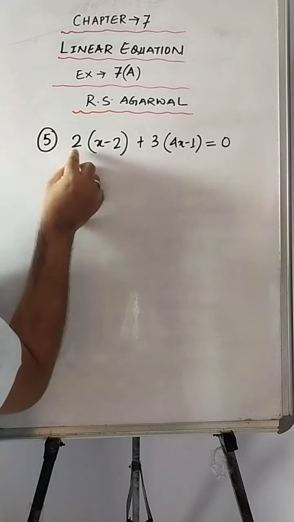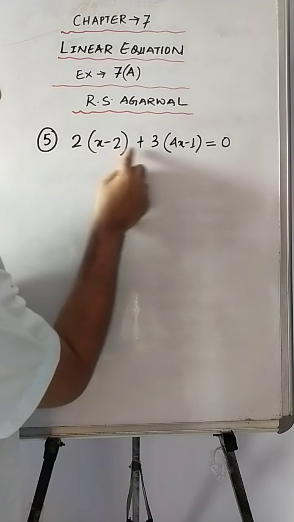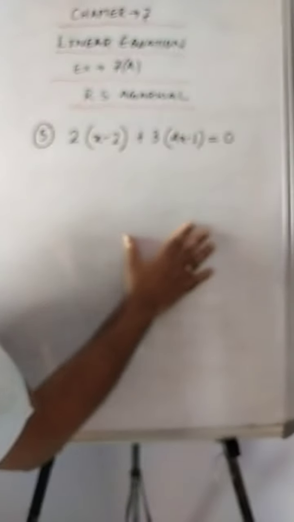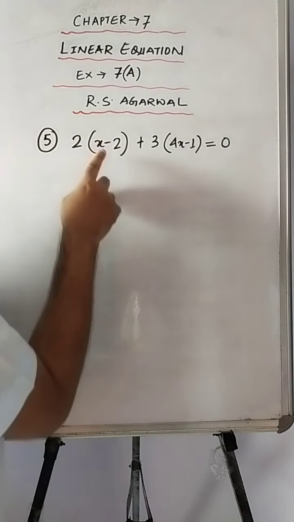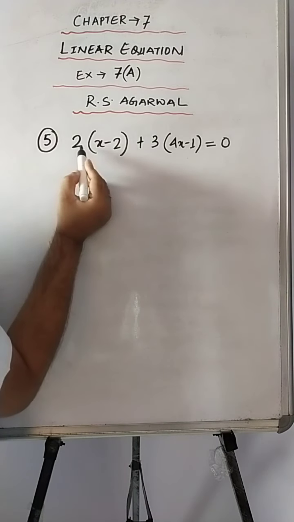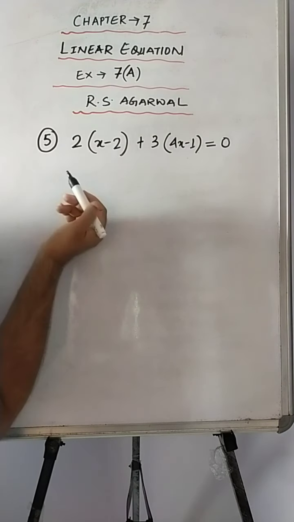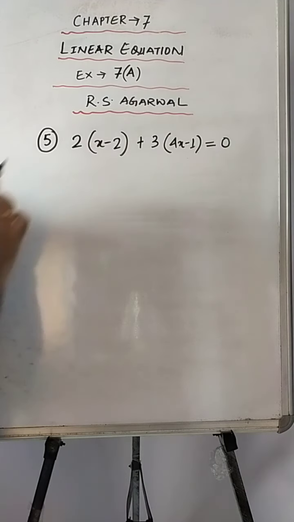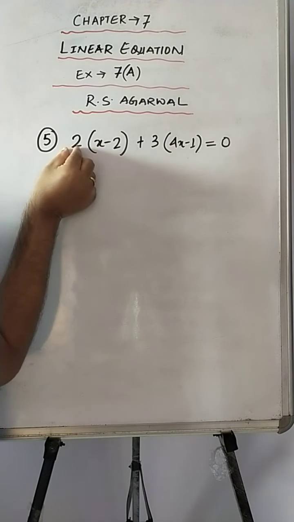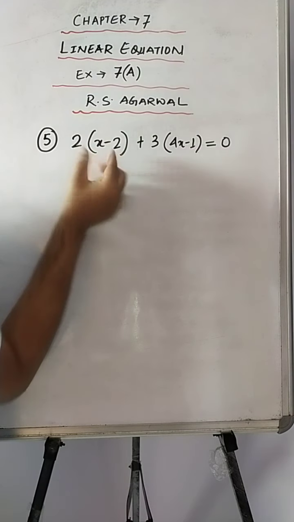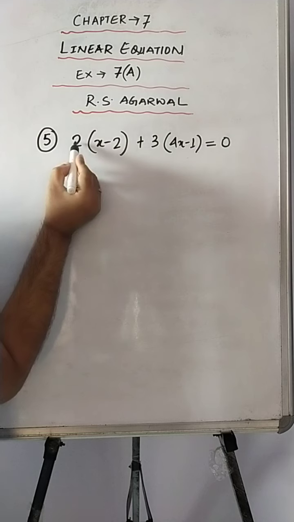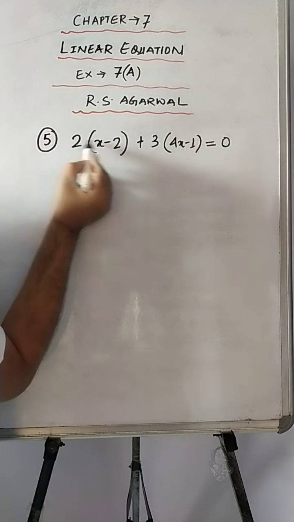We see that 2(x - 2) + 3(4x - 1) = 0. We have to find the value of x. Before that, we know that we have to open the brackets. This is a combination of monomial and binomial: 2 is a monomial and x - 2 is a binomial. When we multiply a monomial with a binomial, we multiply the monomial with both terms of the binomial.